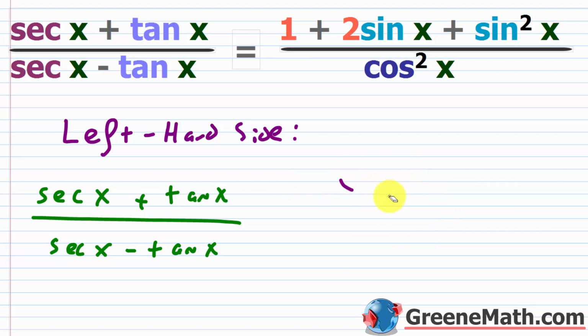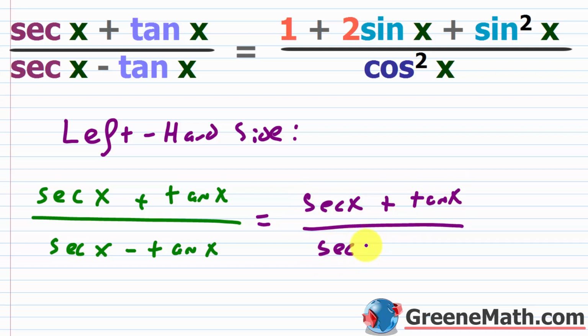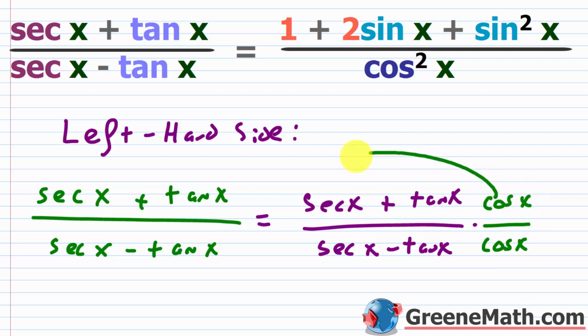So in other words, if I did this guy right here, let me just copy this real quick. So secant of x plus the tangent of x over the secant of x minus the tangent of x. If I multiply this guy by the cosine of x over the cosine of x, when I distribute this here, this is going to be 1. When I distribute this here, this is going to be 1.